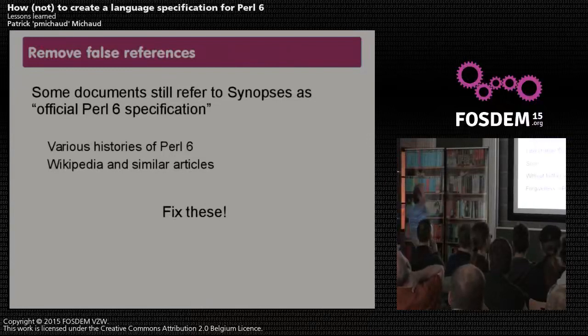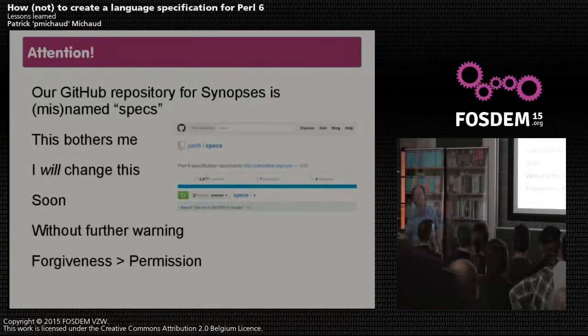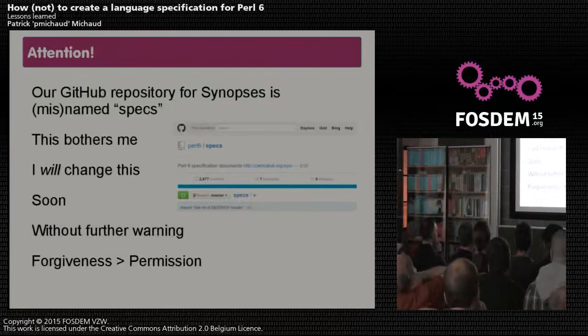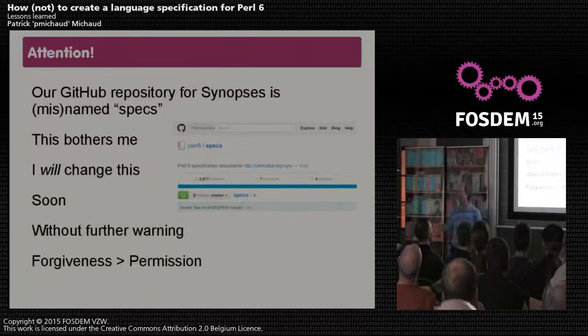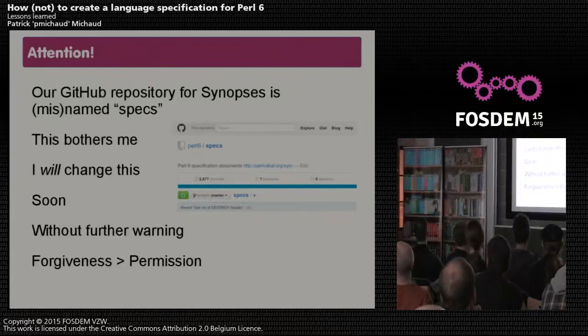I have another nit to pick with that. Our GitHub repository that holds the synopses is currently called Specs. I'm fine with that if that were generally understood. But most people are going to look at Specs and say, oh, these are the specification documents. So to all of my Perl 6 compadres, fair warning, I will change this soon. I don't know when. I'm going to go rename the repository to something else. If you have a preferred name?